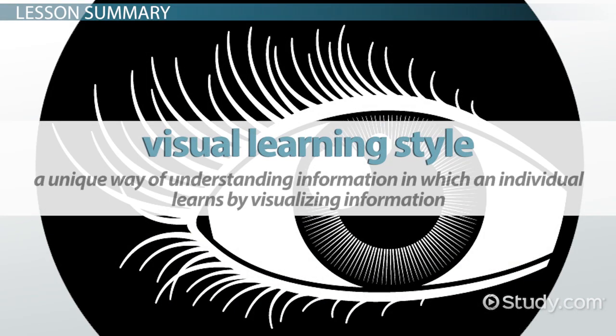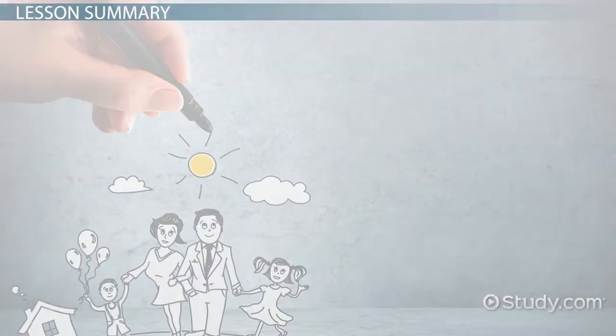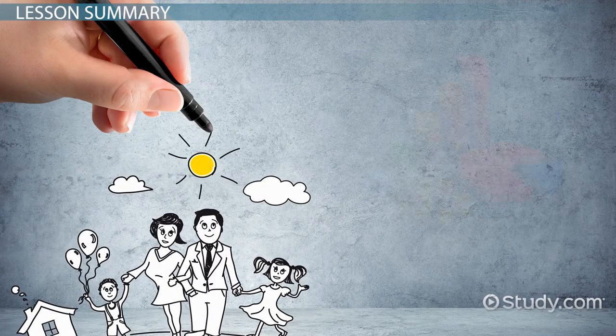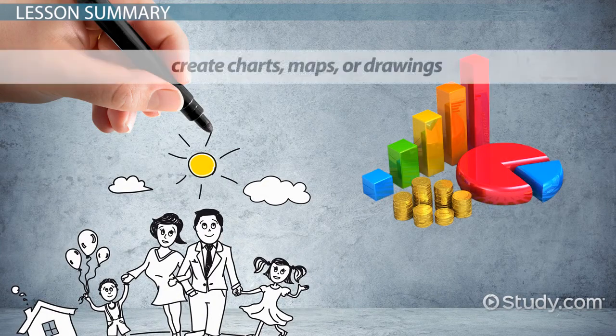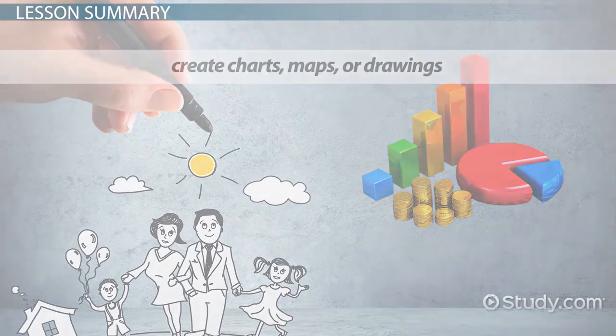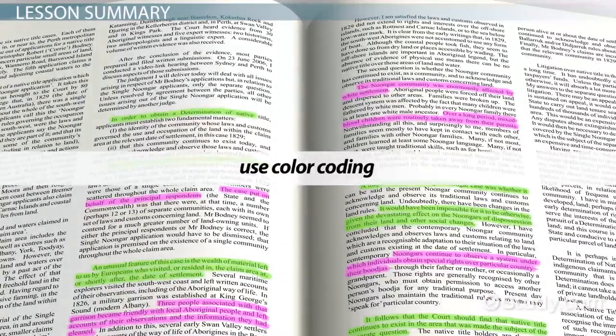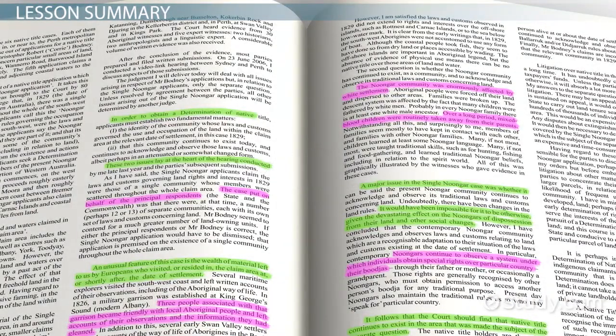Visual learning style is a unique way of understanding information in which an individual learns by visualizing information. As such, visual learners must cater their study sessions to their learning style. They may need to create charts, maps, or drawings, as well as use color coding to organize information and make it more appealing and accessible.